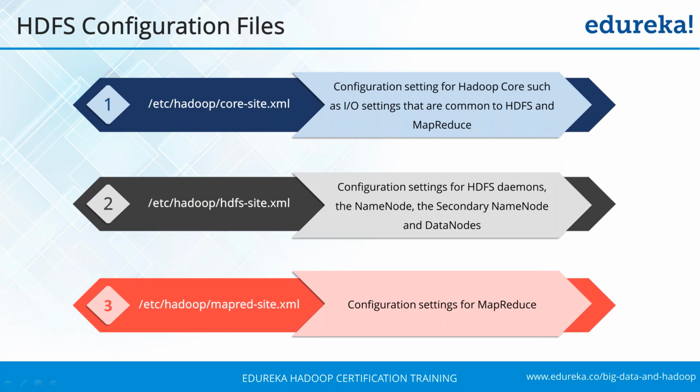Then you have got the hdfs-site.xml. As the name suggests, it is used for the configuration settings for your HDFS daemons, like name node metadata storage, secondary name node storage, data node storage, replication factor, block size, permissions. All these settings go inside the Hadoop distributed file system file, or hdfs-site.xml.